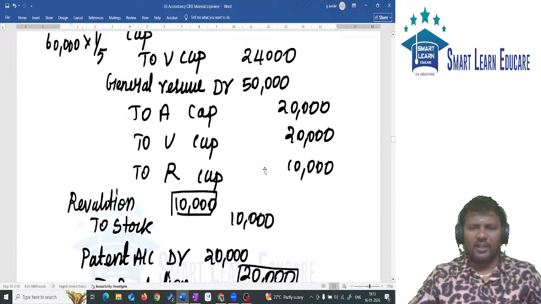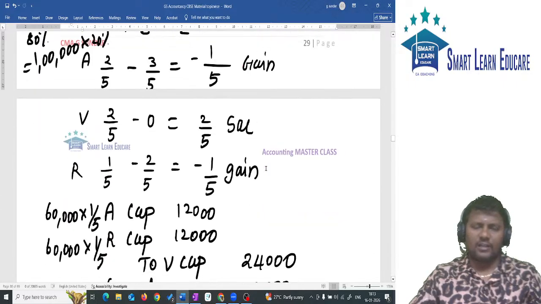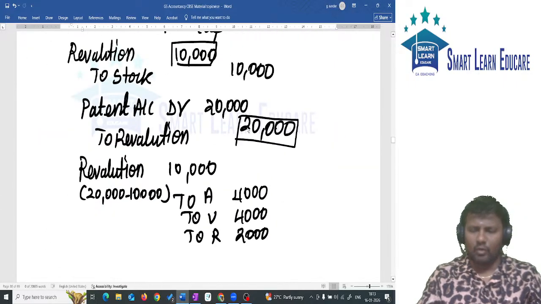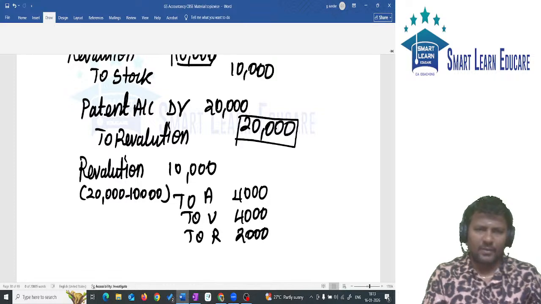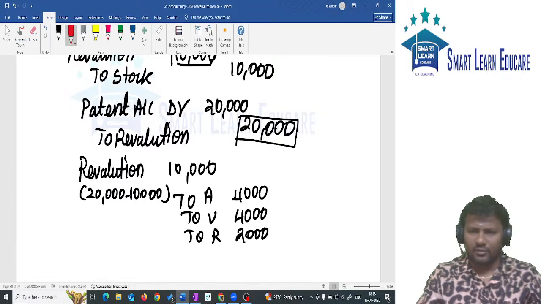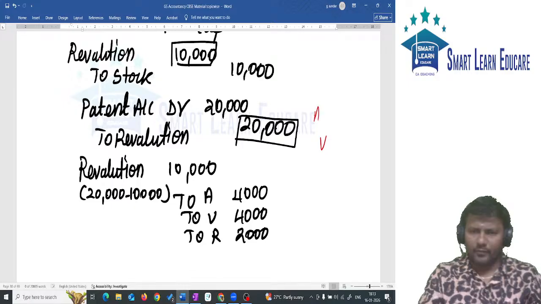Now we need to find out the amount due to partner V. Let us see what amount is due to partner V. This is very simple, but be careful with this calculation. Amount due to V.